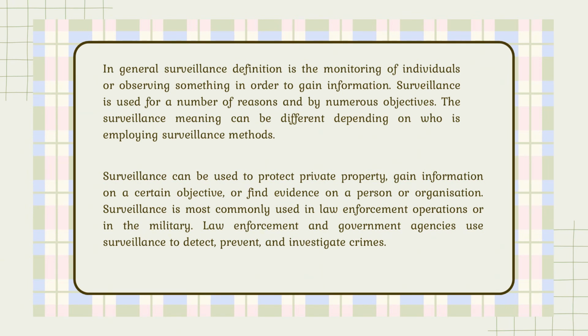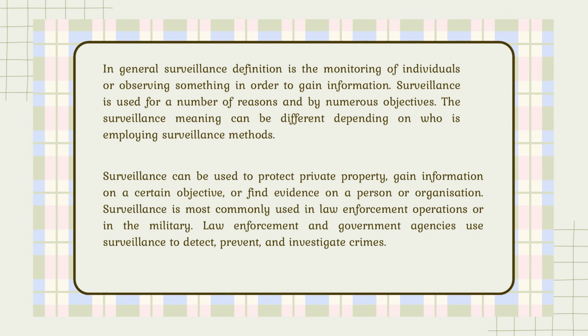In general, the surveillance definition is the monitoring of individuals or observing something in order to gain information. Surveillance is used for a number of reasons and by numerous objectives. The surveillance meaning can be different depending on who is employing the surveillance method. Surveillance can be used to protect private property, gain information on a certain objective, or find evidence on a person or organization. Surveillance is most commonly used in law enforcement operations or in the military.